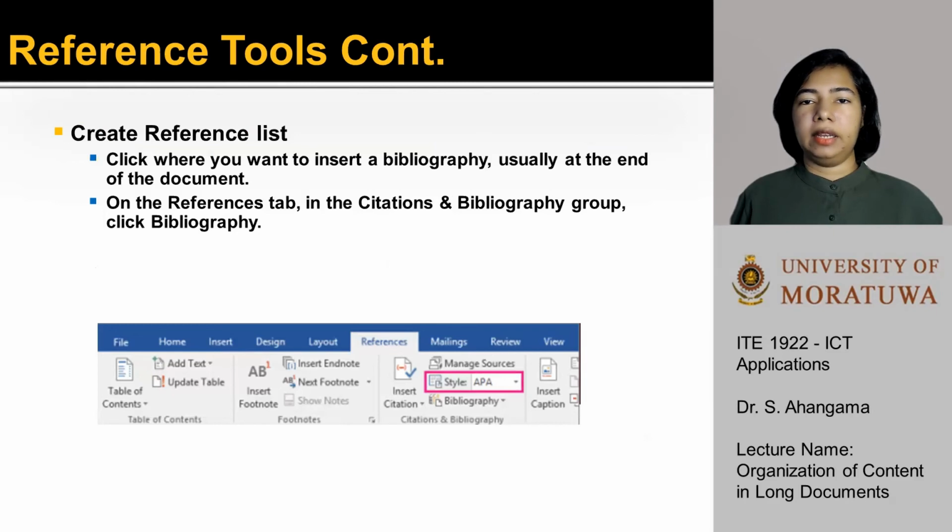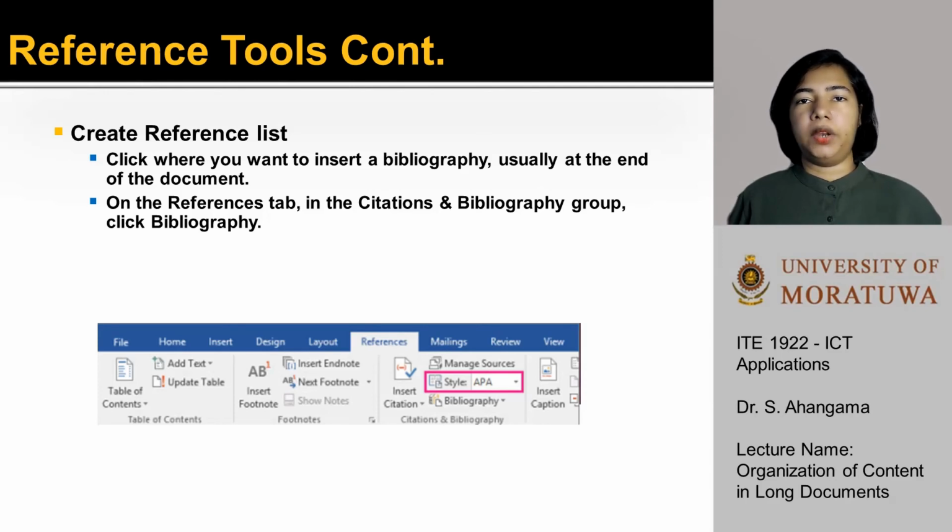So after you cite the content, you can create the reference list at the end of the document. First, you have to click where you want to insert the bibliography. Usually it would be at the end of the document or at the end of a section. On the References tab, in the Citations and Bibliography group, you have to click Bibliography.